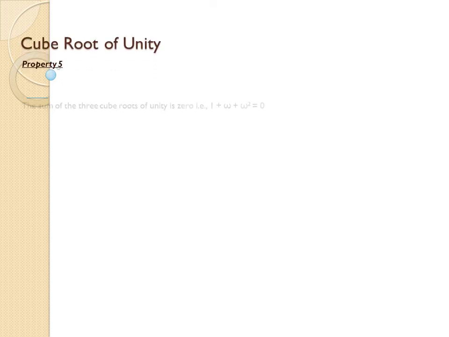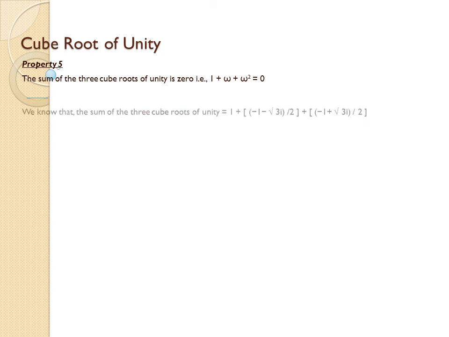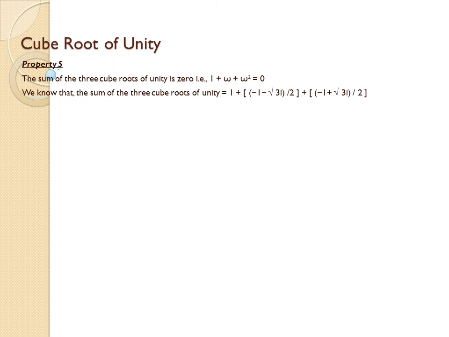Now property number 5. The sum of the 3 cube roots of unity is 0, that is 1 plus omega plus omega square equal to 0. This is very important because we will put these types of expressions in many places in the real problems and solutions. So how to prove this? Very easy. The 3 cube roots of unity are, one is 1, another one is the first imaginary cube root, that is -1 minus √3i by 2, and the other one is another imaginary cube root, the conjugate of the first one, that is -1 plus √3i divided by 2.